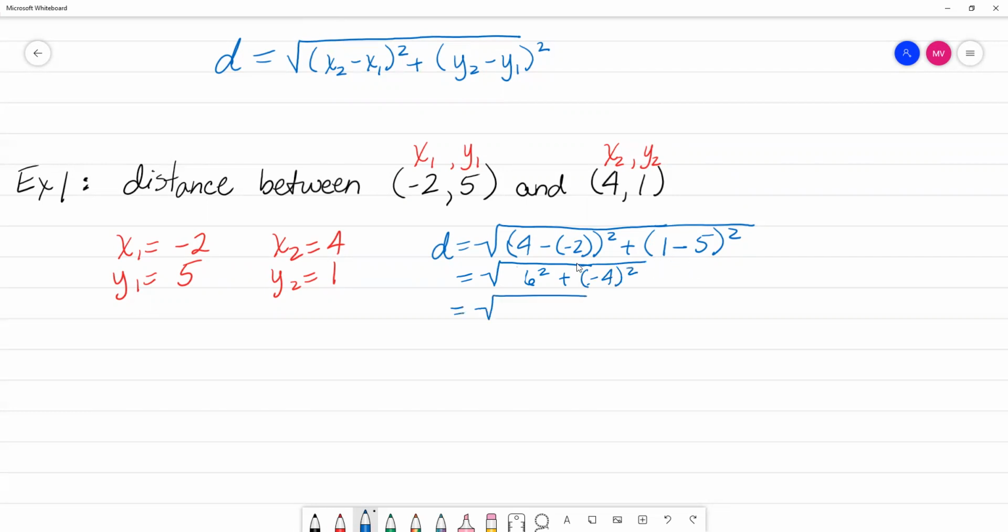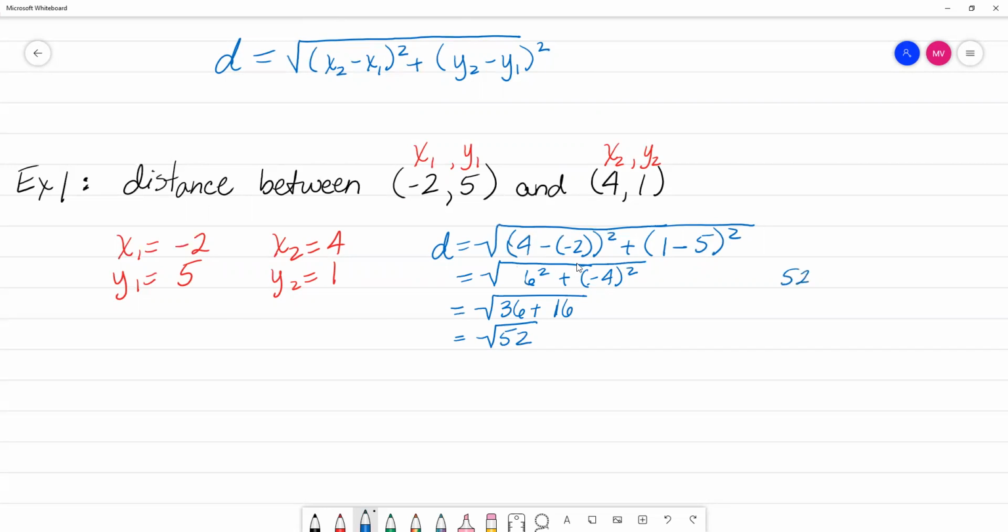And so this becomes the square root of 6 squared, which is 36, plus 16, and simplifies down to the square root of 52. Now, you can simplify this. You want to pull out of your square root whatever you can.